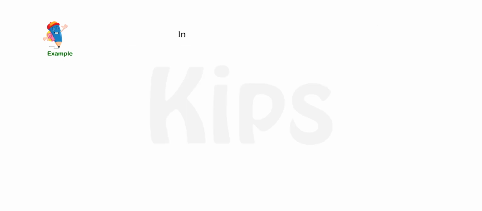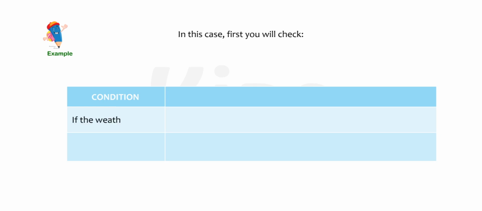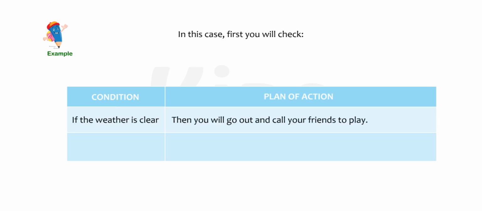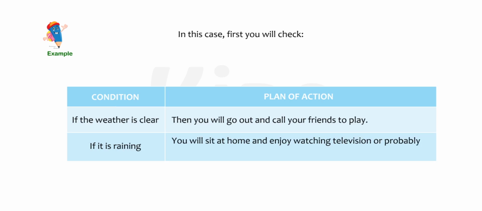In this case, first you will check. Condition: if the weather is clear. Plan of action: then you will go out and call your friends to play. Condition: if it is raining. Plan of action: you will sit at home and enjoy watching television or probably read a storybook.